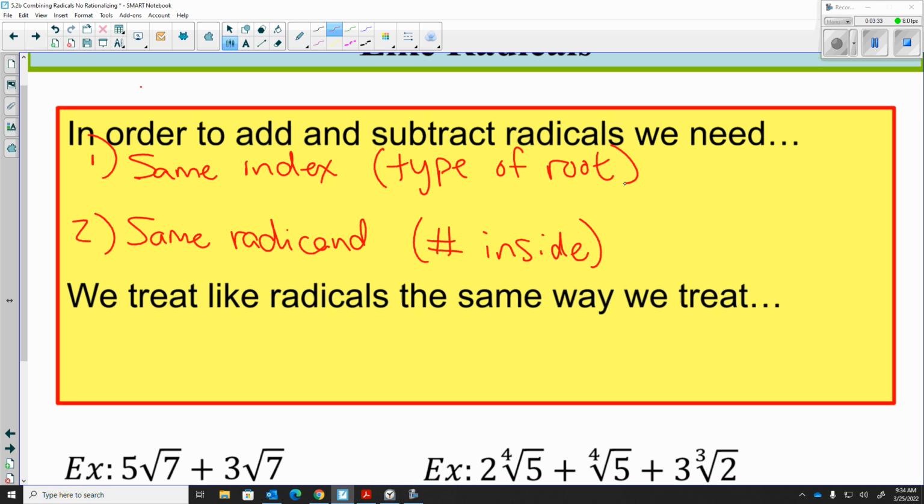this is kind of the big important statement that I think makes this make sense. We treat like radicals the same way we treat variables. So if you have like radicals, just pretend like they're variables. They act the same way. 2x plus 2x is 4x. 2 cube root of 5 plus 2 cube root of 5 is 4 cube root of 5. That makes sense?